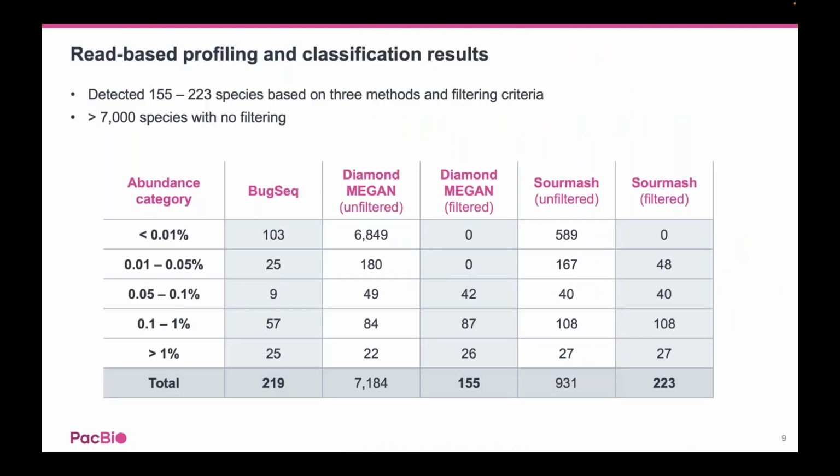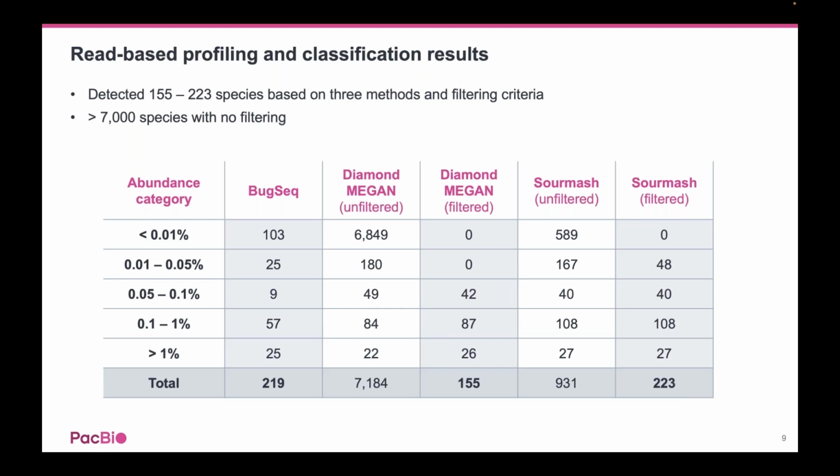So let's jump into some of the results. Here I'm showing the results for those three methods. What I'm showing here are the numbers of species detected at each of these different abundance categories. In the top row, we have ultra low abundance, and towards the bottom, we have higher abundance, so greater than 1% relative abundance. And what I want you to focus on first are these methods in gray. So these are the optimized filtered methods, which are really tuned for high precision. And we can see that we detect anywhere from 155 to 223 species based on these filtering criteria.